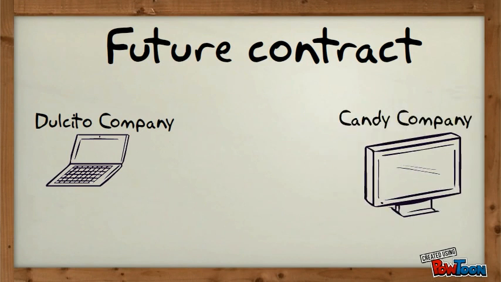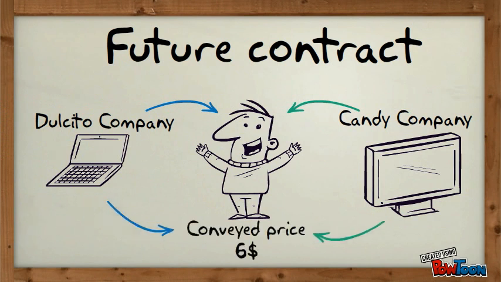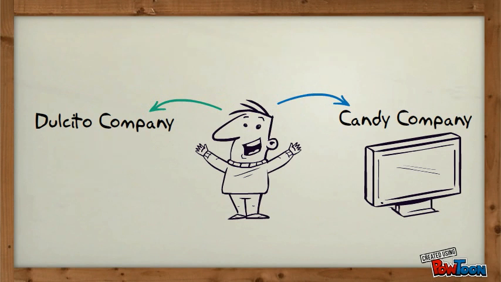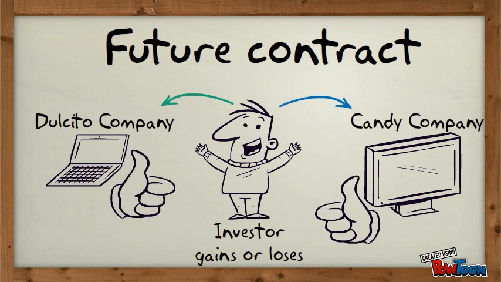Both Dulcito Company and Candy Company contact an investor to agree over a future contract. The Candy Company agrees to sell sugar a year from now at $6 per pound, and Dulcito Company agrees to buy it. The investor acts as the intermediary and is in charge of paying both companies if they incur any losses over the price set in the future contract of the sugar being traded. Nevertheless, if there is any profit concerning this trade, the investor will obtain those benefits. This means the benefit for both companies will be to hedge the risk in case of a loss due to the volatility of the sugar price.